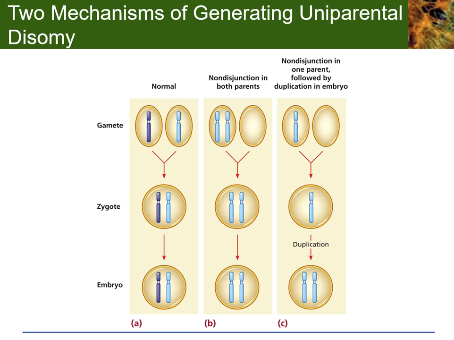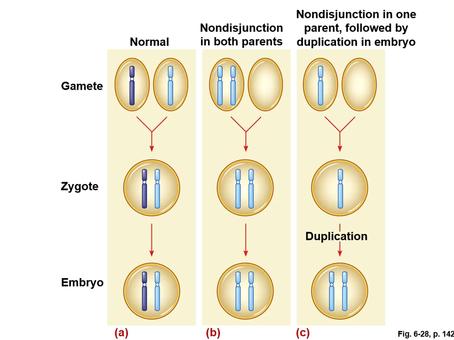Now, 2 mechanisms of generating uniparental disomy. Take a look here. Uniparental disomy can be produced by several mechanisms involving non-disjunction in meiosis. Non-disjunction in the zygote or early embryo.